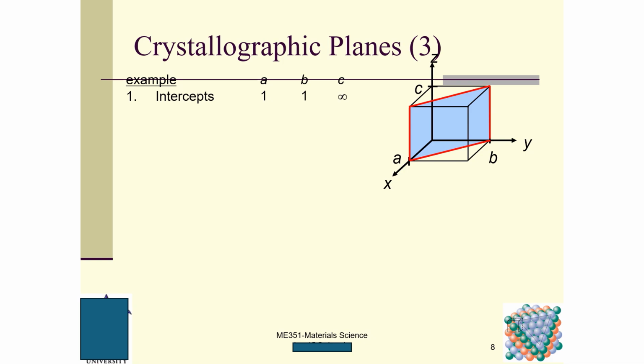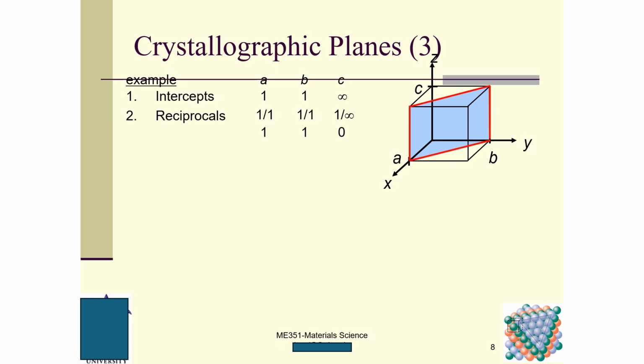So here is an example I give you guys. This is a cube, an XYZ coordinate system. A stands for X, B stands for Y, C stands for Z, and this blue plane intercepts these three axes, X, Y, Z, at 1, 1, infinity. Why infinity? Because this plane is parallel to the z-axis. That's the reason the intercept of this plane with the z-axis is infinity. That means these two will never intercept each other.